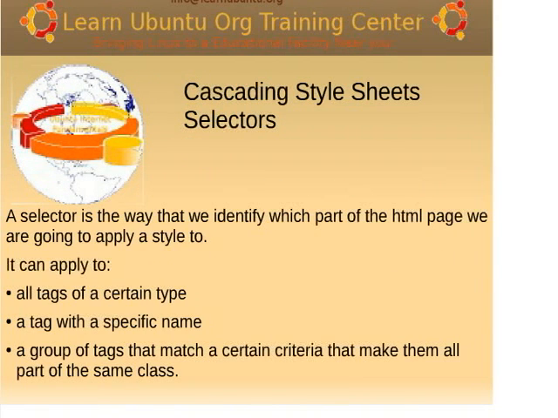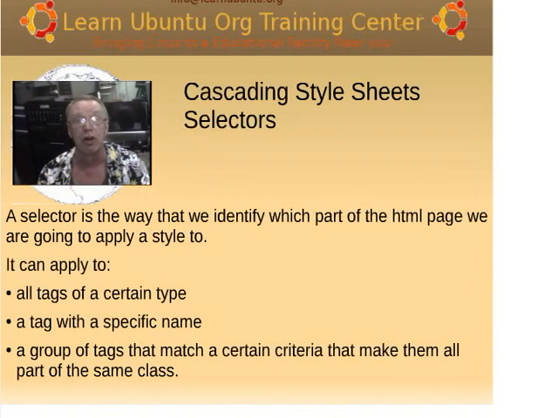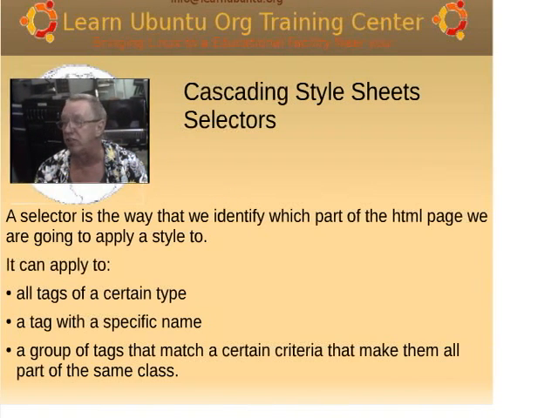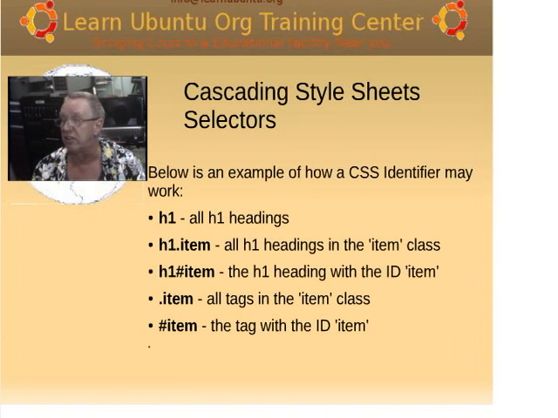Now, to understand cascading style sheets, we have to understand the elements of CSS. A selector is the first element we need to understand, and that is the way that we identify which part of the HTML page we're going to apply a style to. A selector can be all tags of a certain type, or a tag with a specific name, or a group of tags that match a certain criteria that makes them all part of the same class. So we're going to learn a little bit about what a class definition is as part of our CSS education.